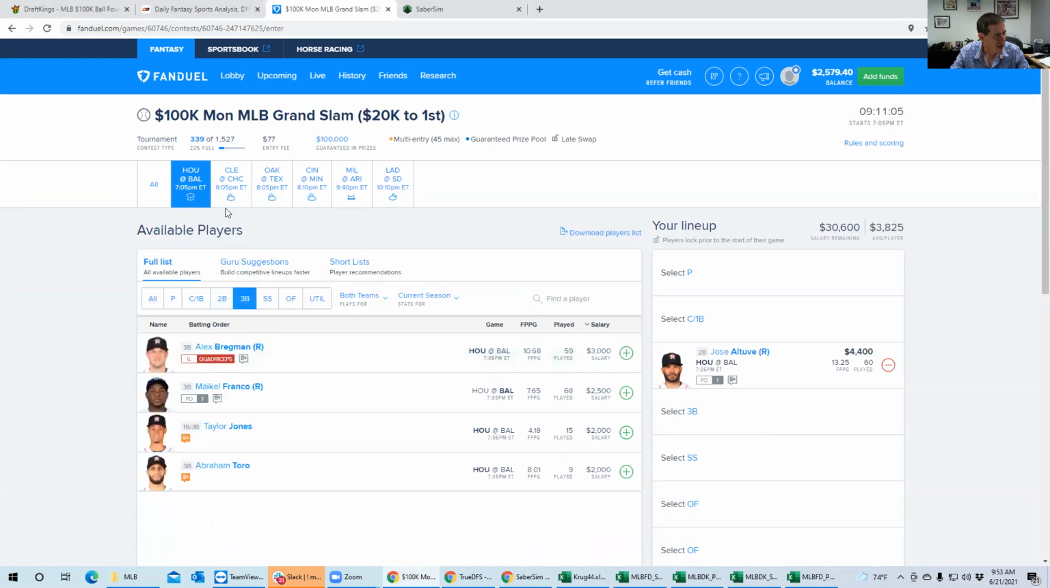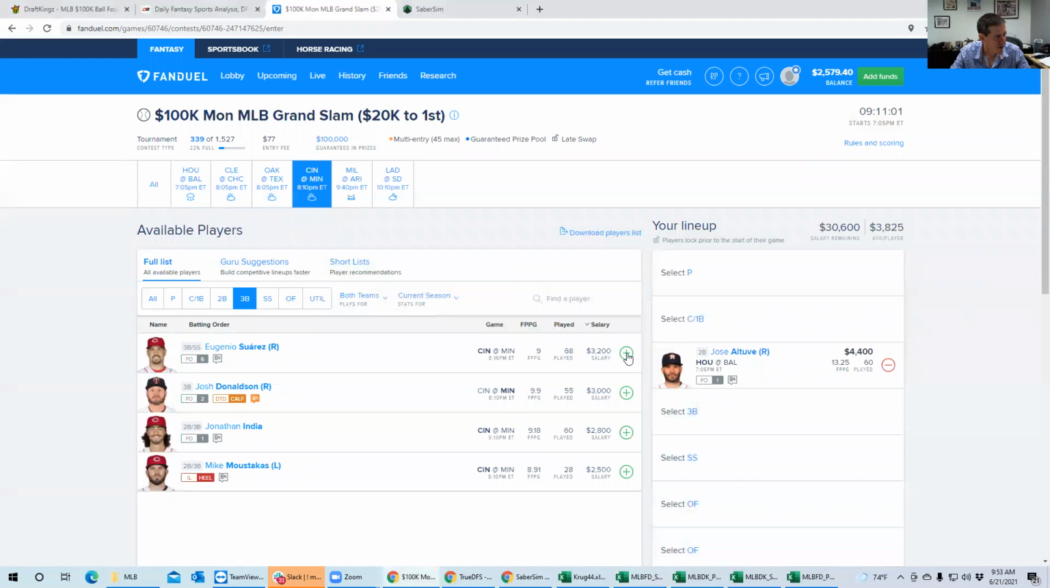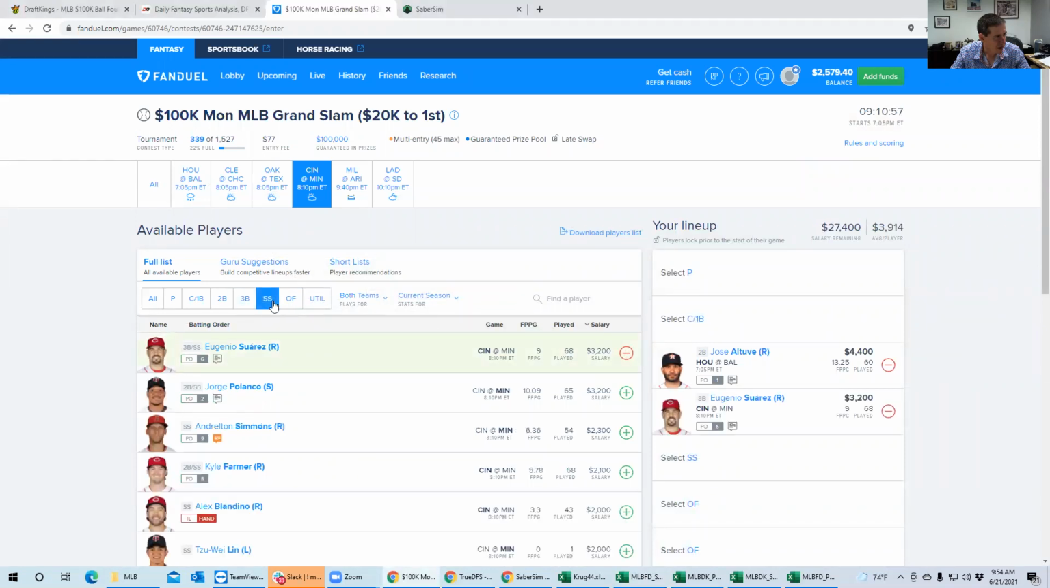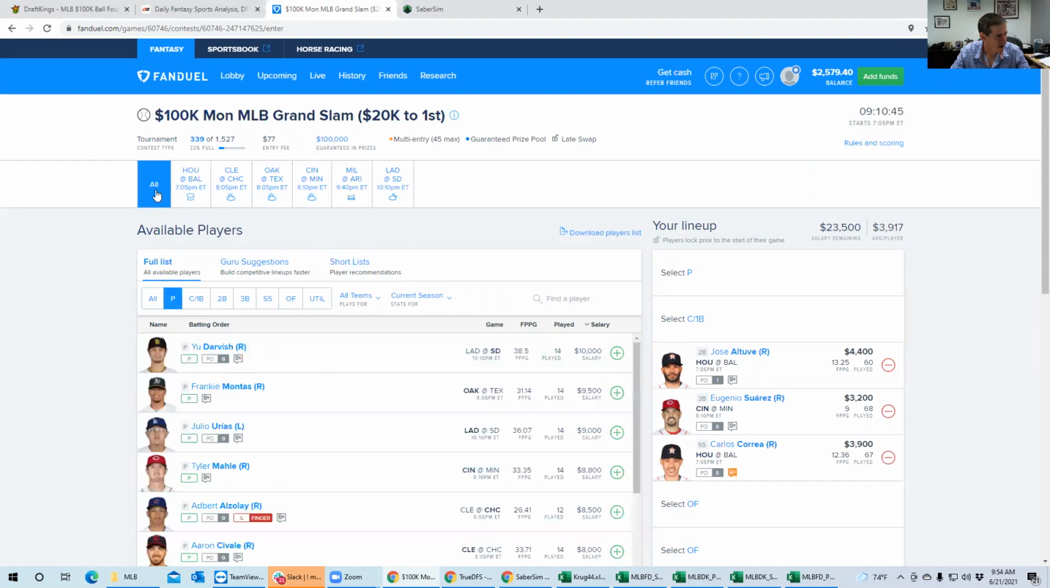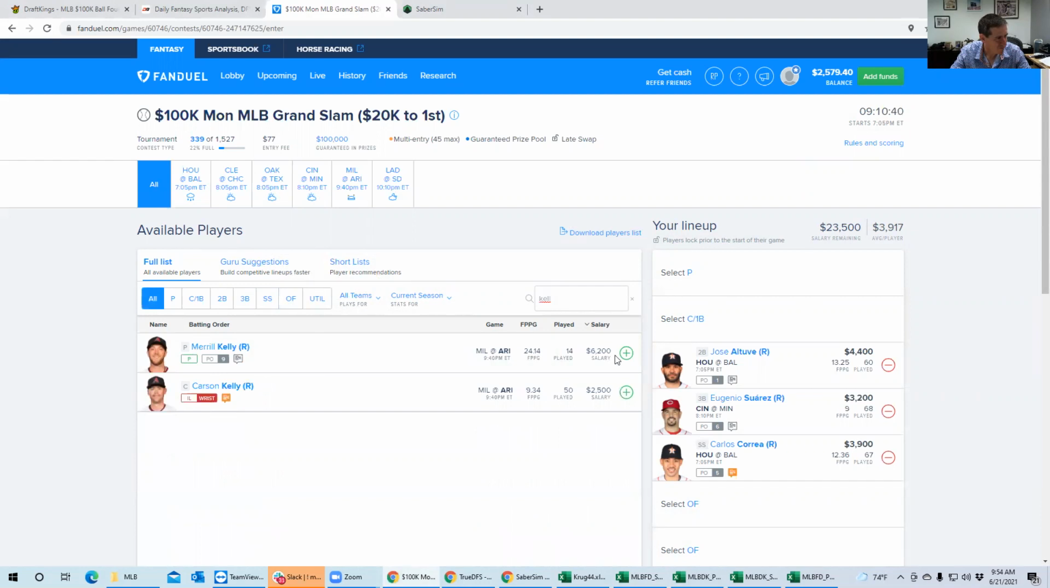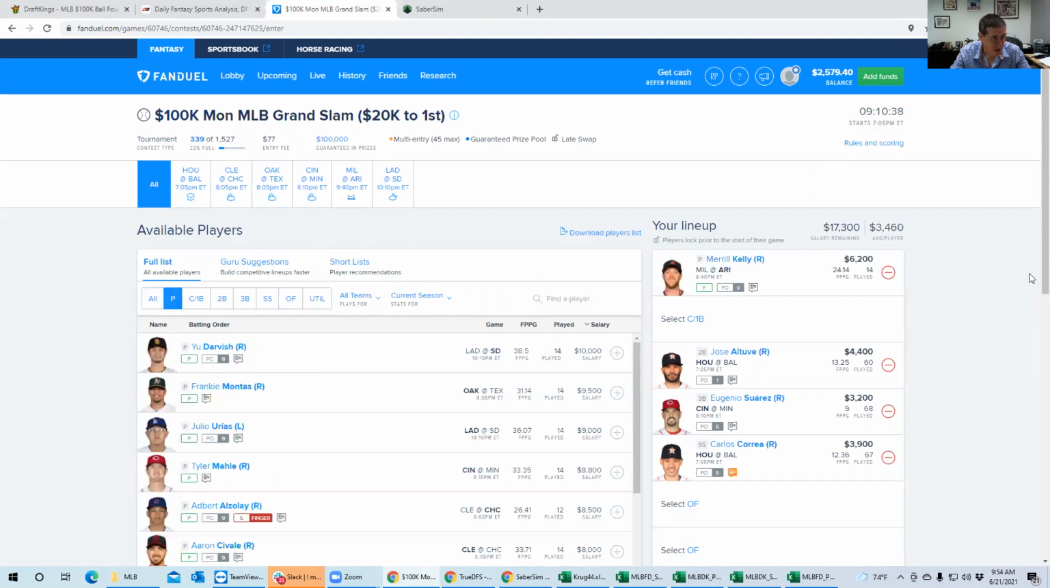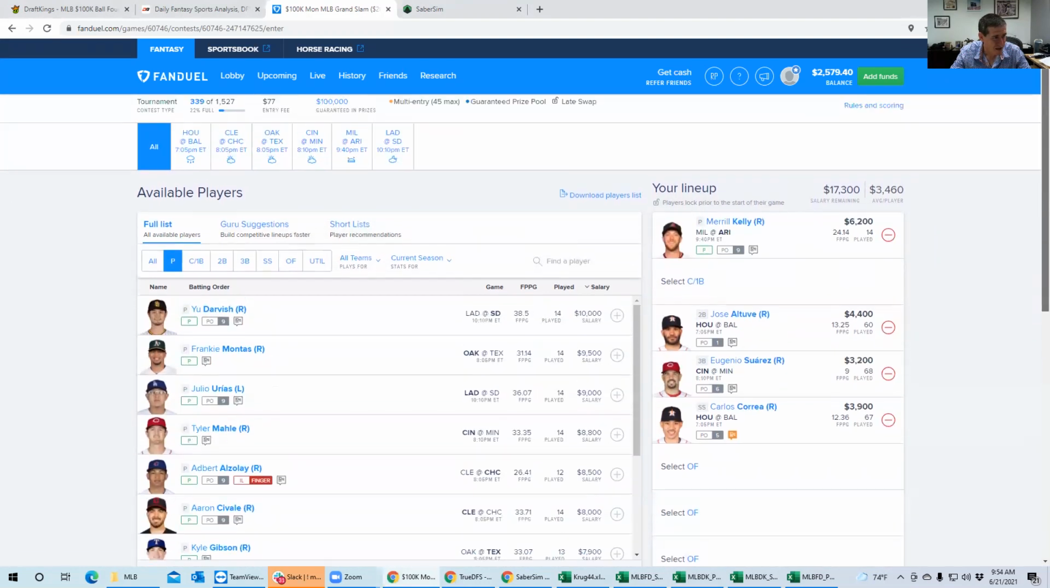Third base, can you get Suarez at third base? Yes. So let's put him there. Because shortstop, I think it could be either Correa or, well, let's put in Correa. You know we're not going to need this, right? Let's just put him in anyway. Merrill Kelly. Well, maybe you do need him. 34.60 a man. Okay.